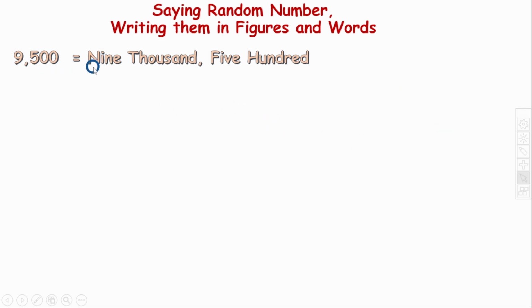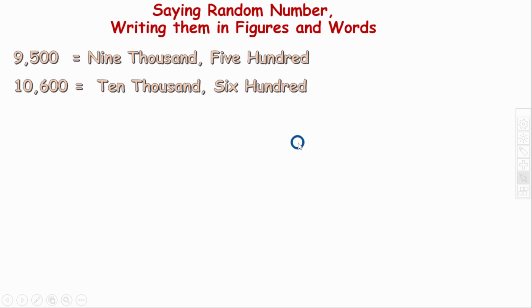Now to write it in words, first you write 9,000: NINE THOUSAND, comma 500, FIVE HUNDRED. 9,500. That's exactly how it is written in words.